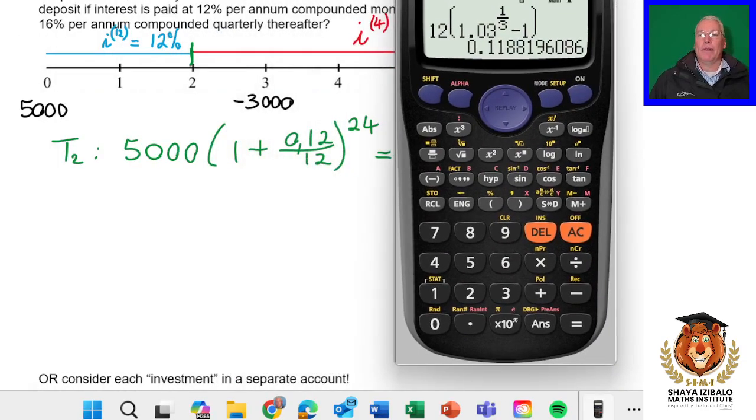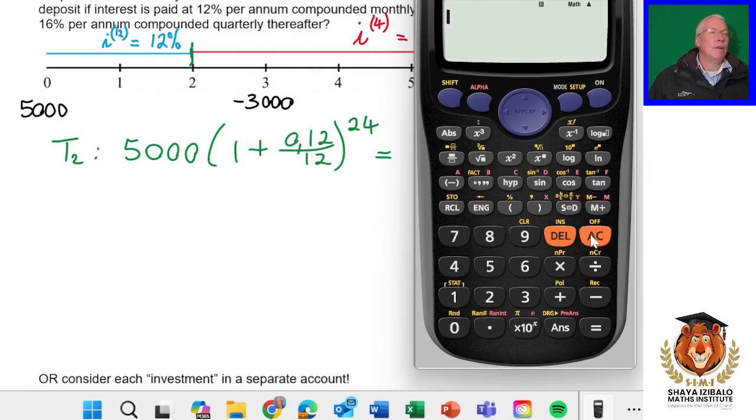It's going to be 5,000 times 1 plus 0.01. I've done that in my head, to the power of 24. It works out to 6348.67.